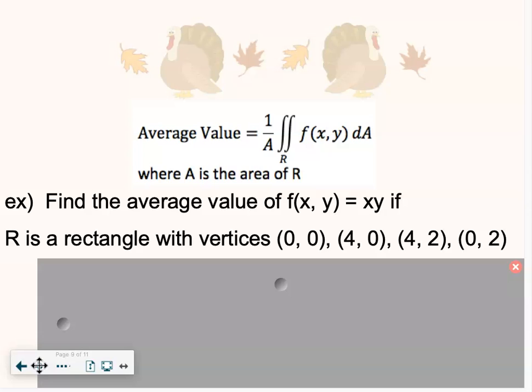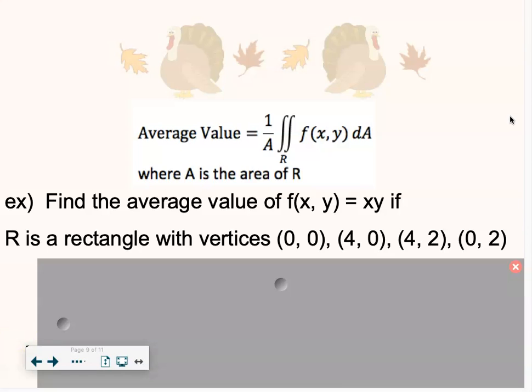Okay, so take a second and let's see if you can do this. Find the average value of f of x, y equals xy if your region R is a rectangle with these 4 vertices. So let's see if you can do it start to finish. Finding A takes 2 seconds. That's just the area of a rectangle. But I want to see if you can set up the double integral with your correct x limits and your correct y limits. Again, since they're all numeric, it doesn't matter which order you go in.